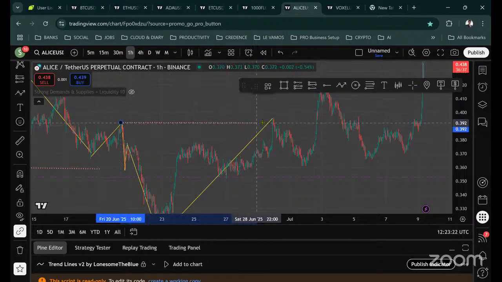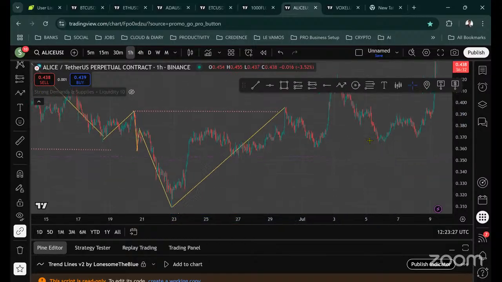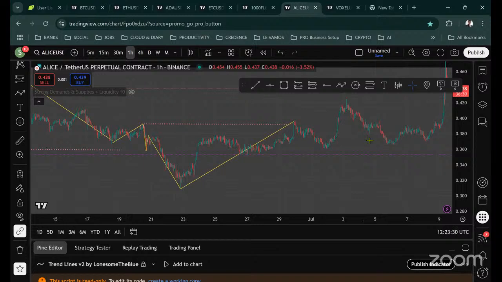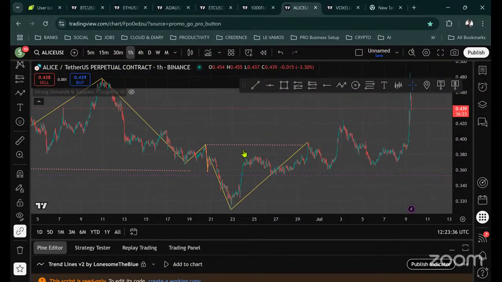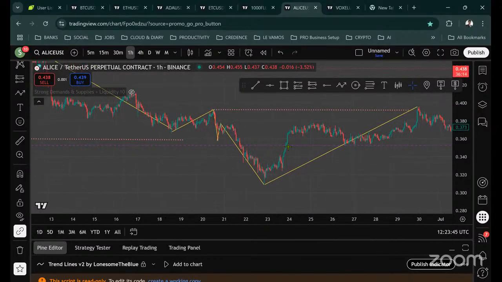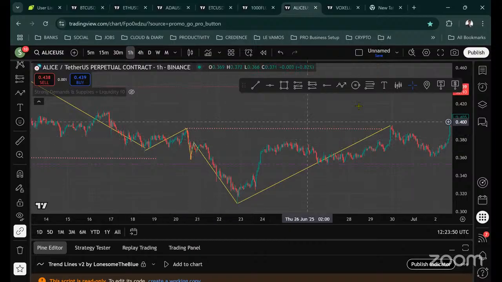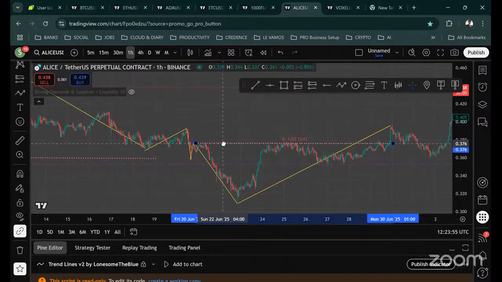Hello, did you hear me? No, I didn't hear. The first, this impulsive move we just marked on the left. This is the last valid pullback, and here it is crossing. So which means, sorry, not that one. This one.